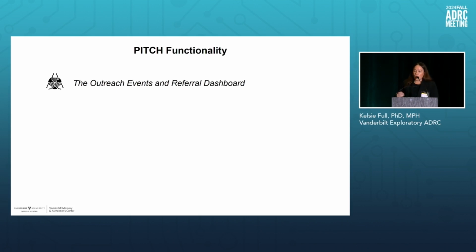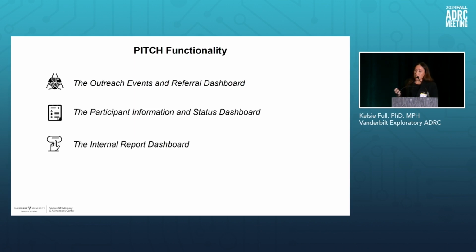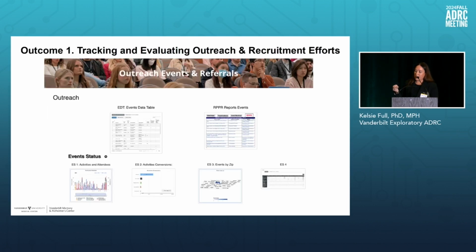So PITCH is comprised of 4 primary dashboards: the outreach events and referral dashboard, the participant information and status dashboard, the internal report dashboard, and the participant study request dashboard. And I wish I could show you and have you see how great PITCH is by walking you through each of these dashboards, but I don't have time for that. So I'm just going to show you a couple highlights of outcomes we can evaluate with these dashboards.